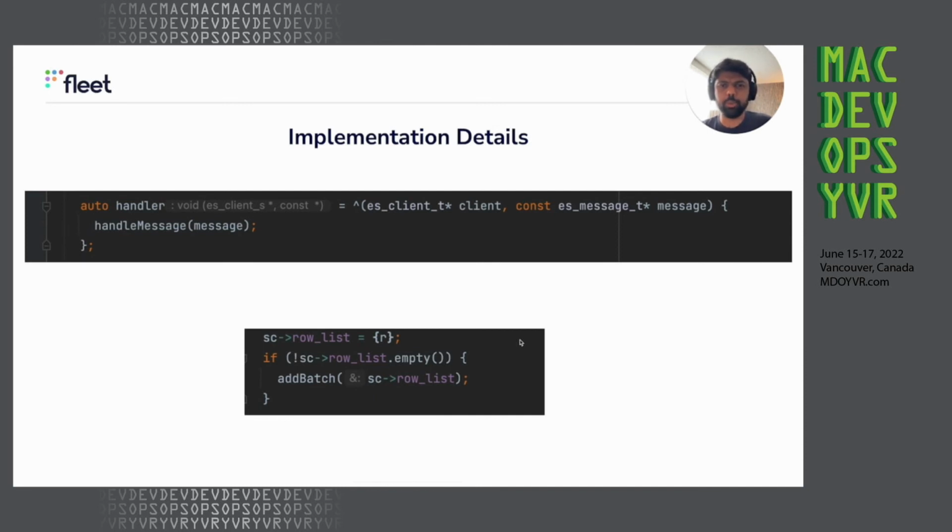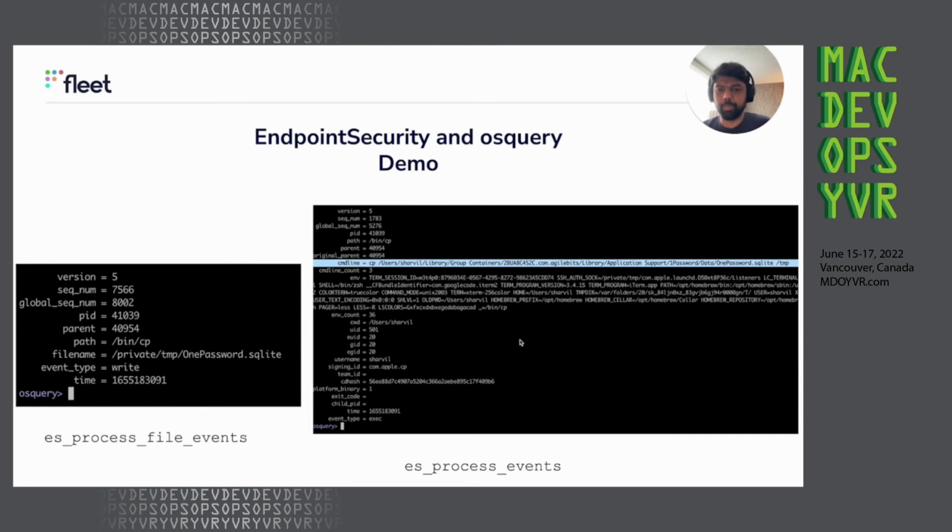Let's look at a quick demo next. Here I'm copying my 1Password SQLite vault. So imagine like a malicious script somehow got local privilege on your machine and it's going through your 1Password vault or your Chrome cookies or whatever. So here to replicate that, I'm just copying it by hand using cp.